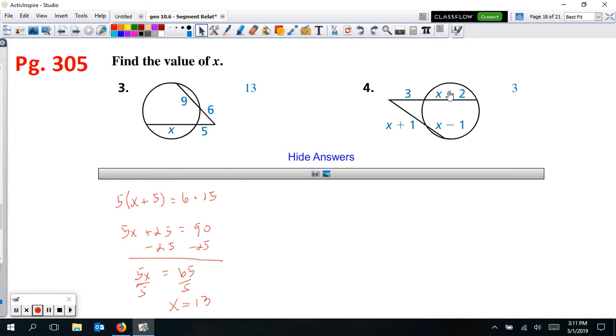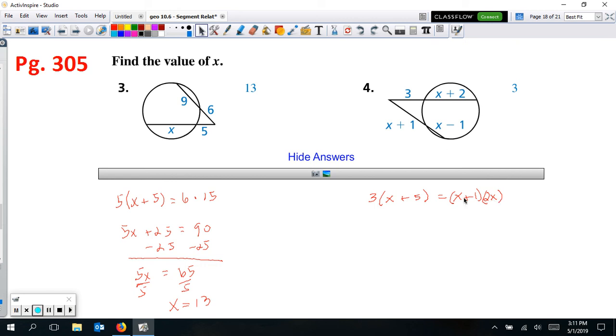Now number 4, this one's a little more challenging. We're still going to set it up the same way. We'll start off with 3, the external segment, times the whole thing. So this is going to be an x plus 5 there. And then the other side is going to be the x plus 1, the external segment, times the whole thing. So when we add x plus 1 and x minus 1 together, then the 1's will cancel each other out. So we're going to get a 2x, and that's it. So that's why it's x plus 1 here times the whole thing added up is actually just 2x.